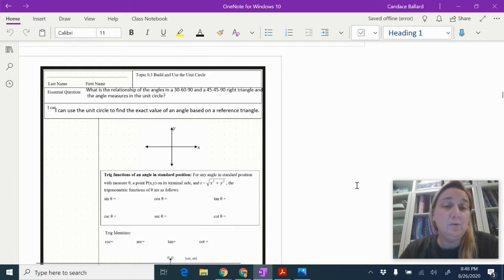So in today's lesson, we're going to learn how to use the unit circle that we built yesterday.